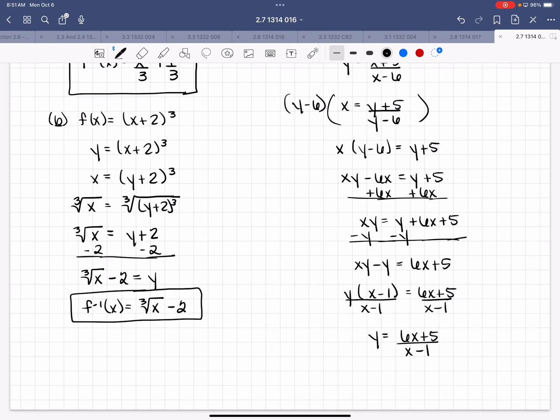I need to change my y back into its inverse sign. So I have the inverse of f of x equals 6x plus 5 over x minus 1.